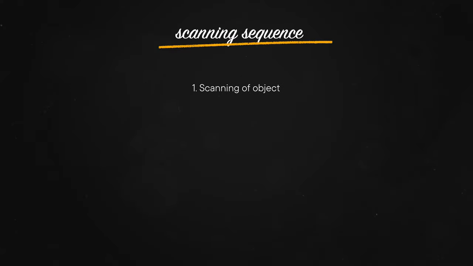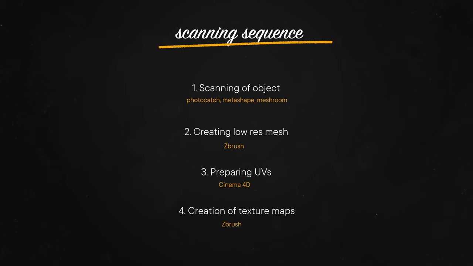Now, with that out of the way, let's go through this sequence of events. First, of course, is the capturing process. As I've already mentioned, this happens in PhotoCatch, but you can use many other programs like Metashape or Meshroom. Then it's creating a low-res mesh out of the high-density one. For me, this happens with the automated retopologizing tools of ZBrush. That result is then brought into Cinema to generate the UVs. And finally, we bring that result back to ZBrush to generate all the necessary maps like normal, displacement, and diffuse.